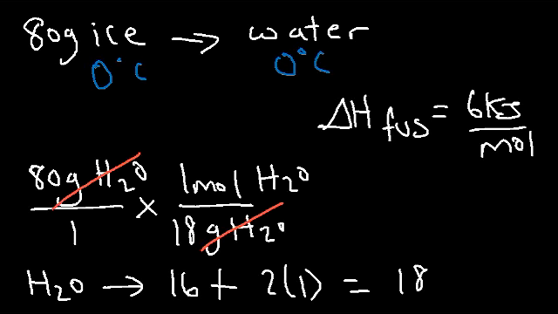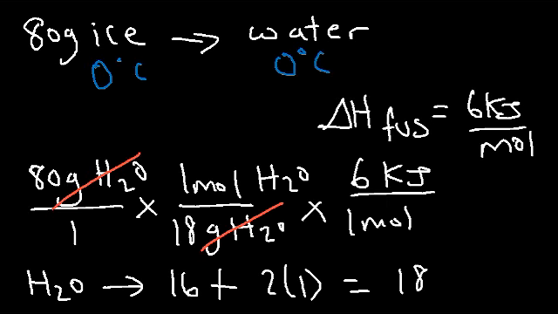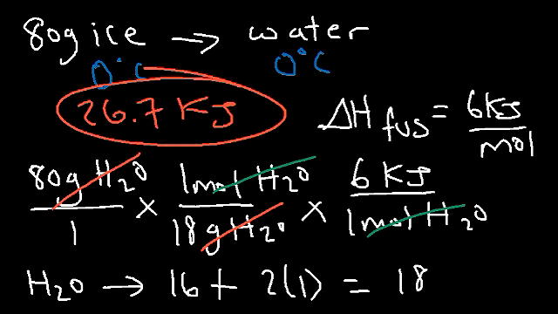So these units will disappear. And now we can convert moles into kilojoules. For every mole of ice that melts to liquid water, 6 kilojoules of heat energy will be absorbed. So it's going to be 80 times 6 divided by 18, which is about 26.7 kilojoules. So that's how much heat energy is required to melt 80 grams of ice.